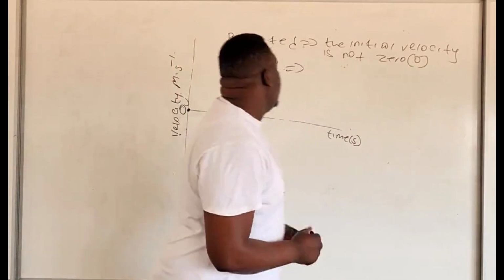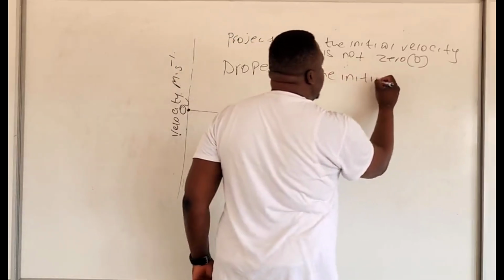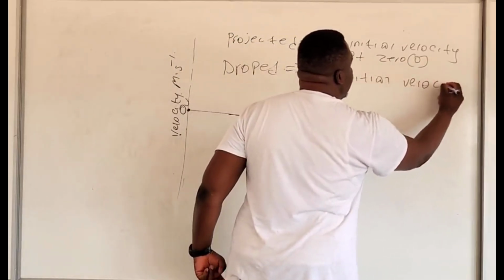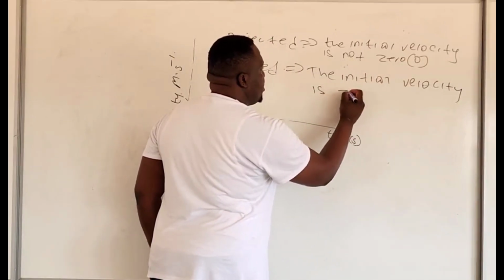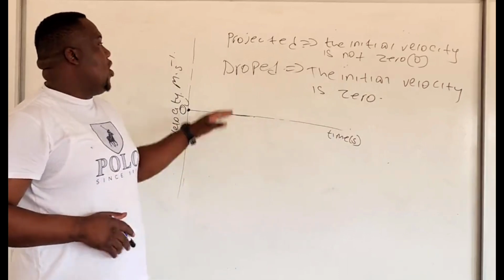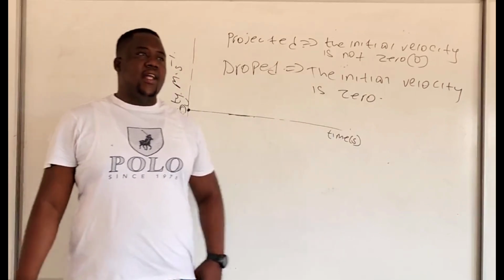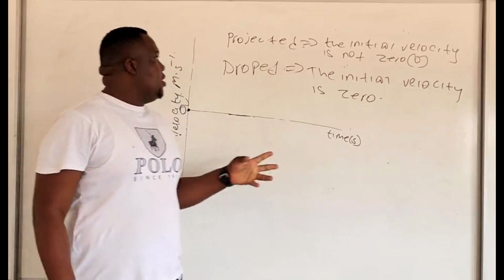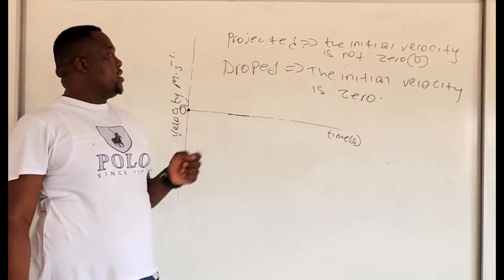It means that the initial velocity of this object is 0. Why is it 0? Because the object was dropped. So you're going to hear that an object was dropped or the object was projected.